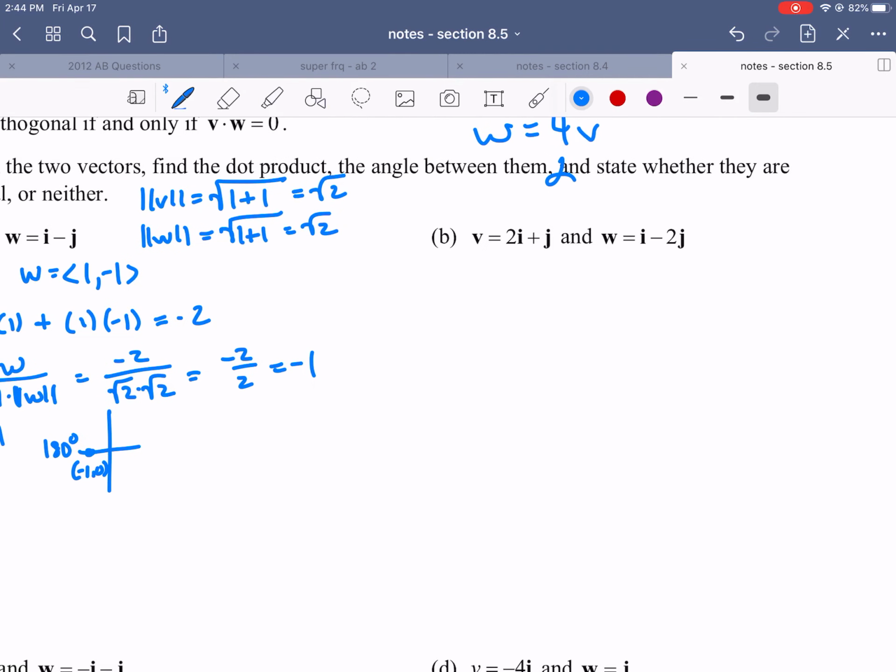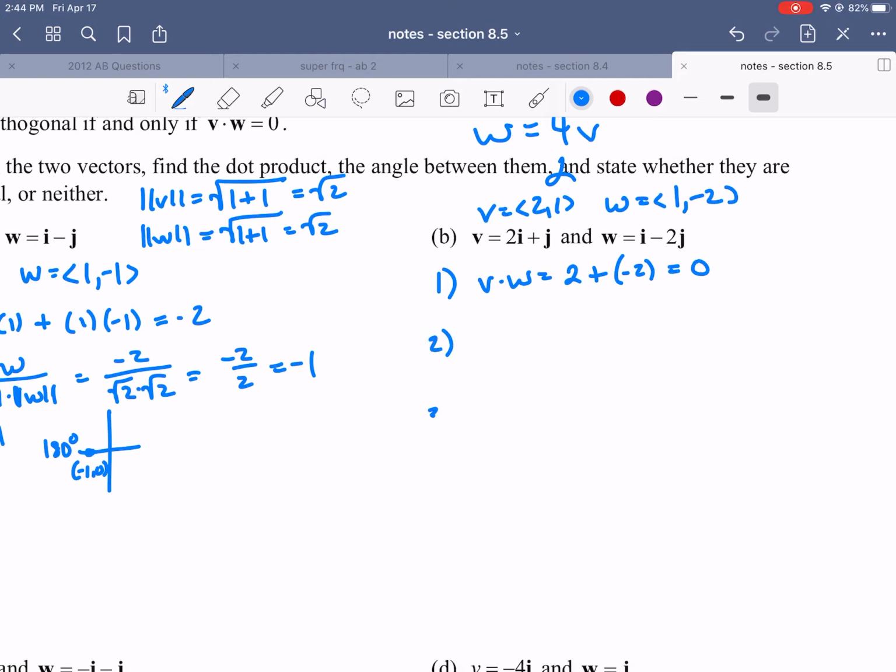Okay, letter B, very similar problem here. So in the first step, we're going to find the dot product. And again, it might be helpful and useful to write this in some different notations. So 1 and -2 for W. And so whenever I do V dot W, this is going to equal 2 times 1, which is 2, plus 1 times -2, which is -2, and 2 plus -2 is equal to 0.